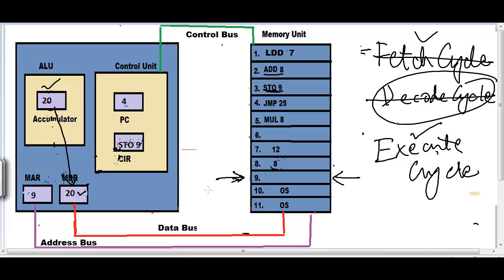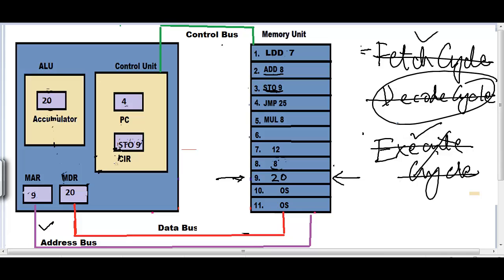This time the control unit is not going to give a read signal, rather it is going to give a write signal through the control bus, because we want to write to this location in the memory unit. So when the control unit sends a write signal on the control bus, this value 20 in the MDR will flow through the data bus to this location 9, and it is going to be saved there. Now that this value 20 has been stored in the memory unit, the execute cycle is complete.